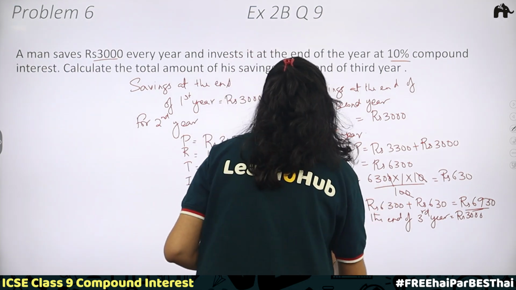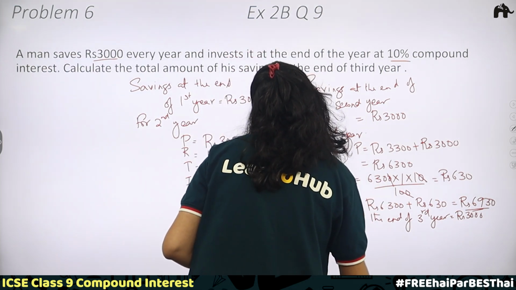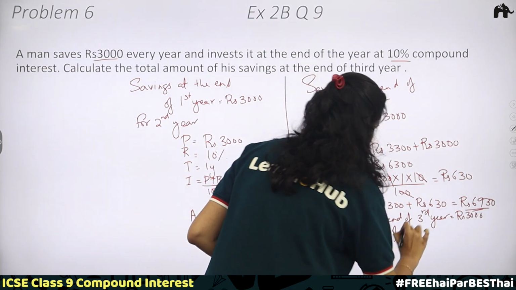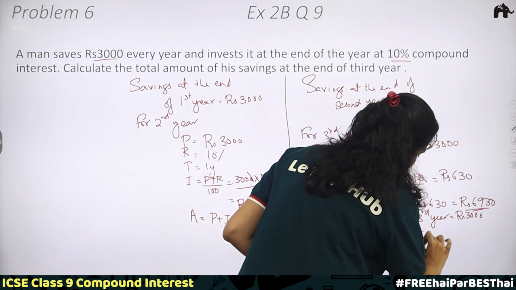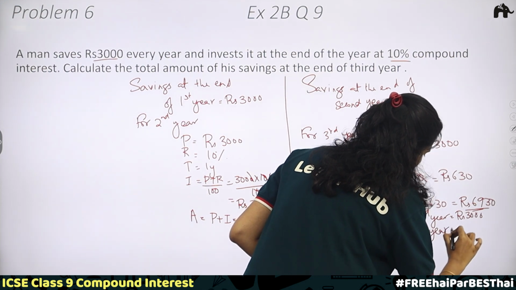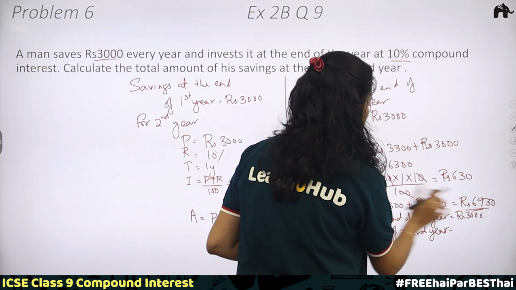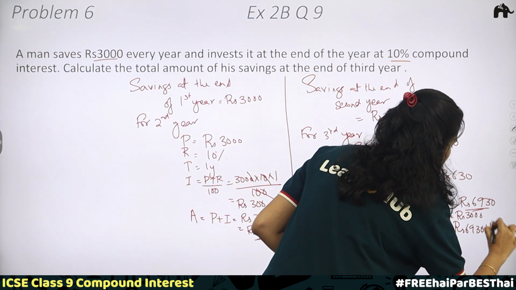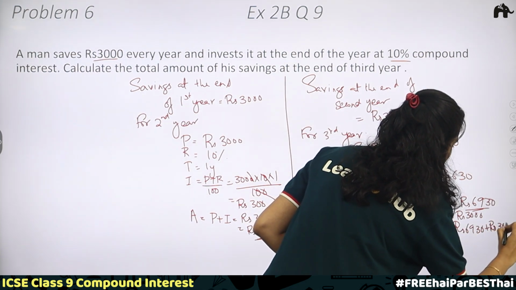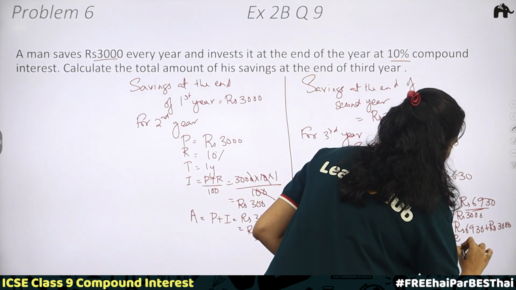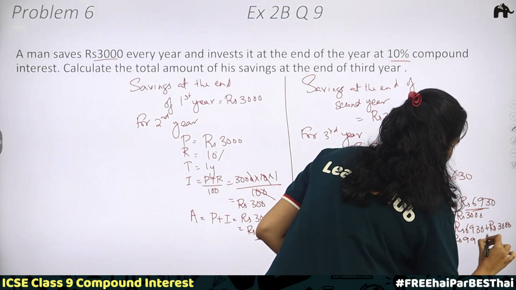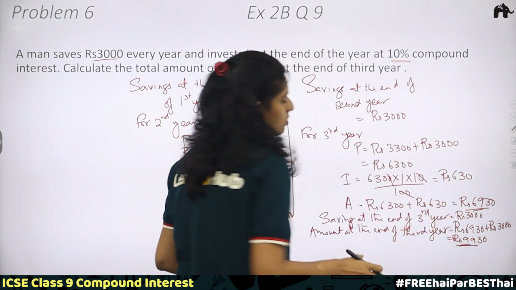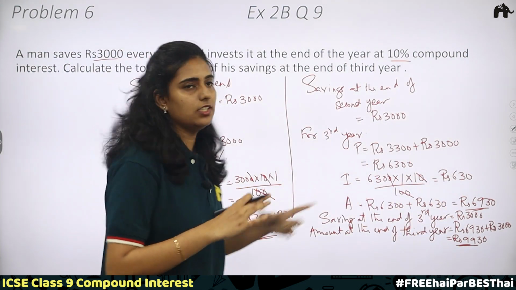Okay, therefore the amount at the end of third year will be equal to this amount rupees 6930 plus the saved amount rupees 3000, which is equal to rupees 9930. Okay, so this is the total amount that he is having at the end of the third year.